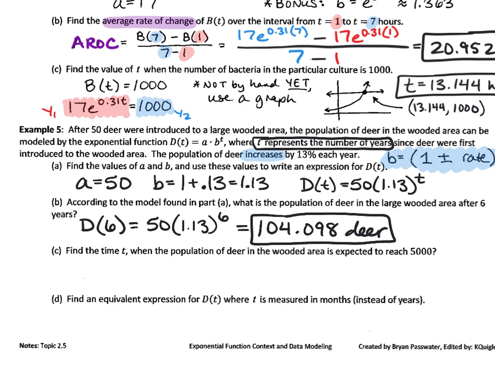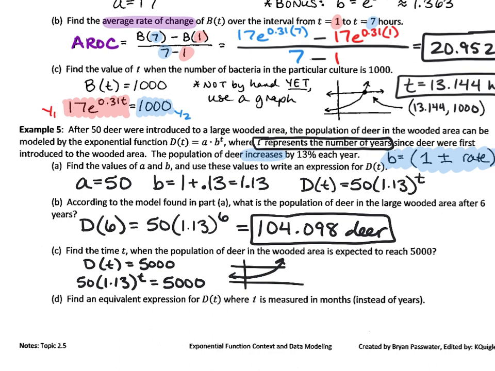Part C says, find the time T when the population of deer in the wooded area is expected to reach 5,000. If I'm telling you the population, I'm telling you the output. That means D of T is equal to 5,000. So D of T, which is 50 times 1.13 raised to the T power, would be equal to 5,000. Again, at this point, we don't have the math skills to solve for T. We eventually will, but not yet. So we're going to turn to our technology to do this. We just went over a question on how to do it, and you'll have plenty of practice time later.